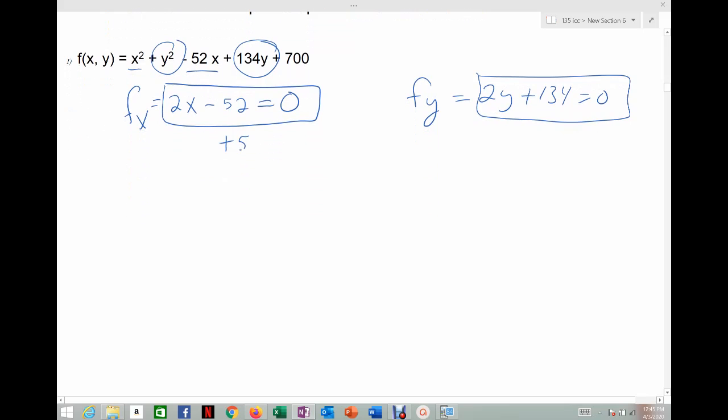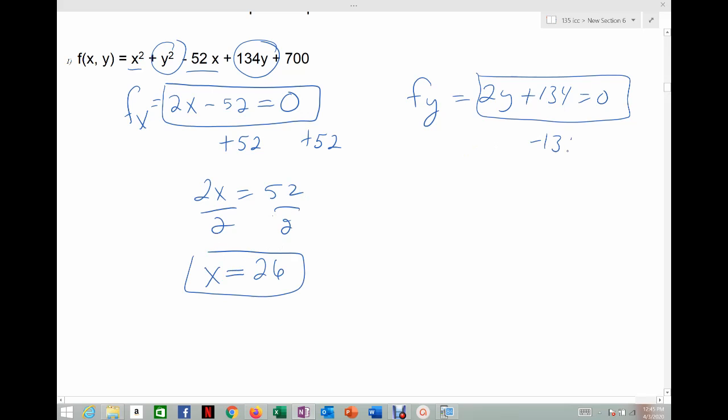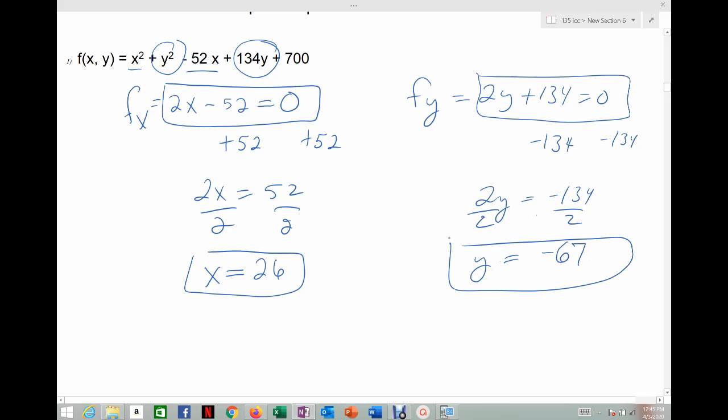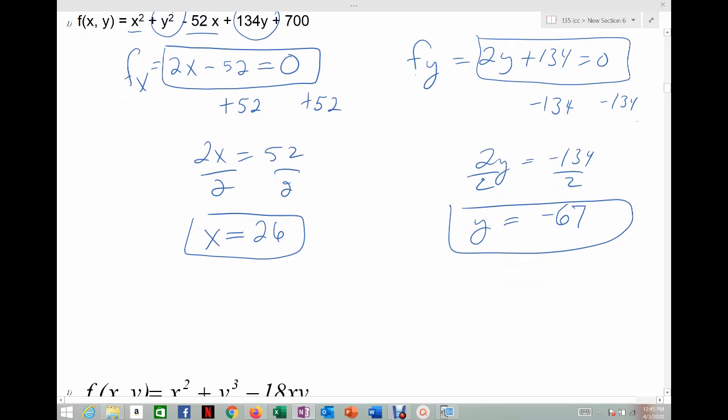I'm just going to solve for x, so add my 52 to the other side: 2x equals 52. Divide by 2, so my x value is 26. Do the same thing for y. Move the 134 over by subtracting, so 2y equals negative 134. Divide by 2, and my y value equals negative 67. And so there's my critical point. If I plug 26 into that equation, my first derivative with respect to x is 0.